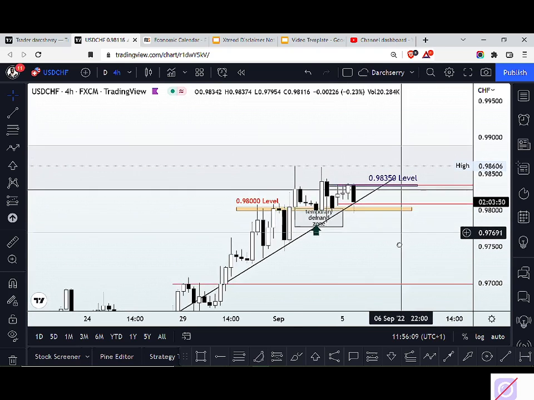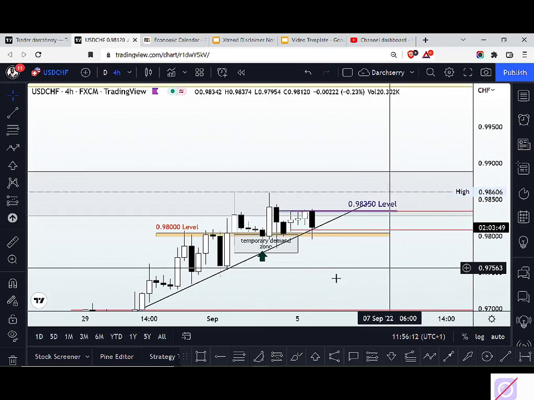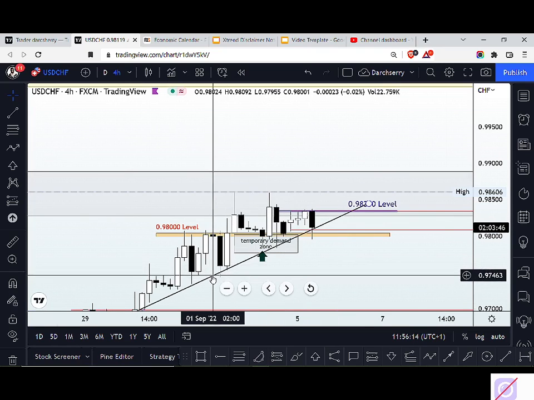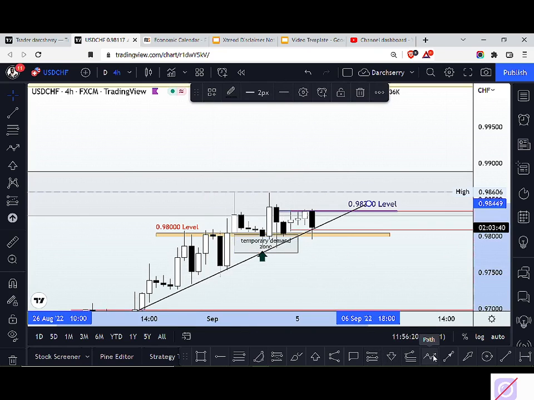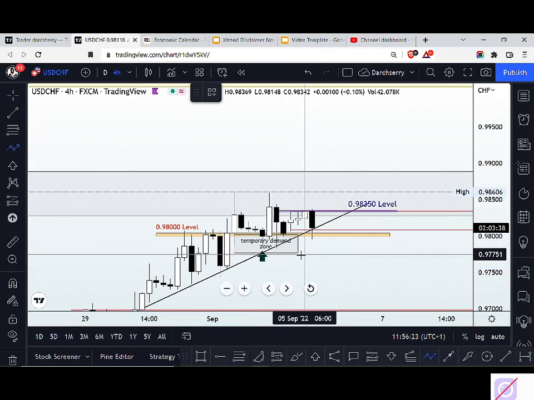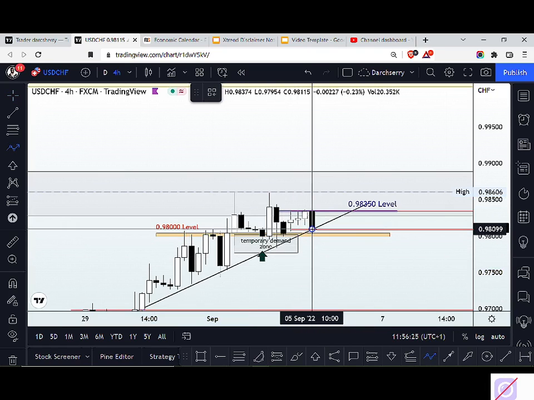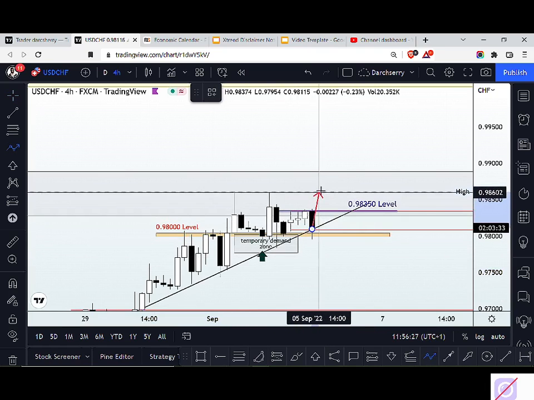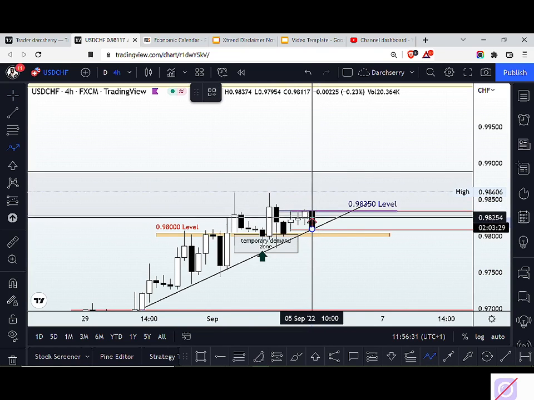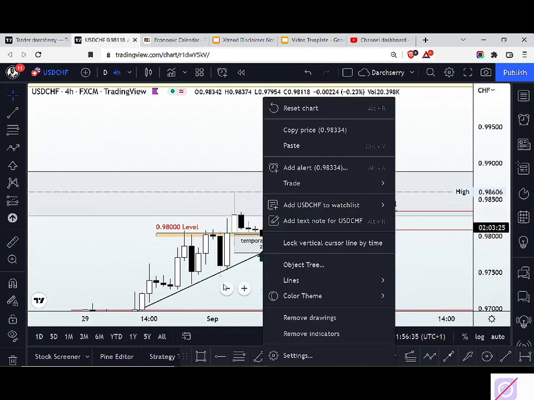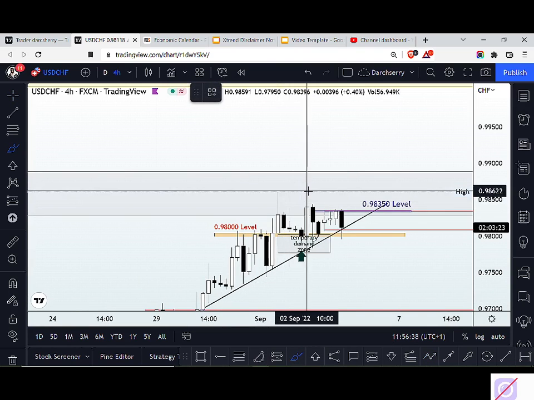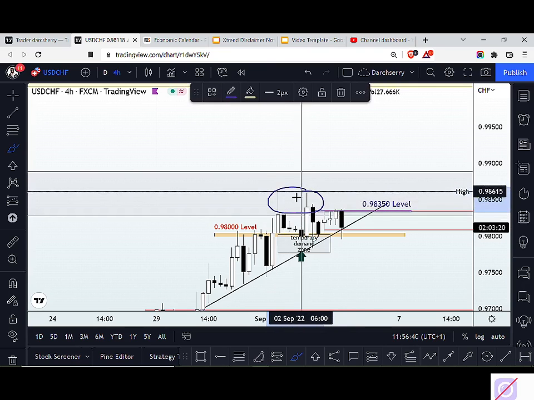Now, the other scenario we want to look at is this: will this bullish trend line be a yardstick for a bullish momentum this week? Well, the only way we want to be buying the USD CHF is if we see an outright breakout of the 0.98350 level, which I have identified with this purple line here. So if we see price take out all the selling positions here, remember I told you we have a strength for selling opportunities around this area.